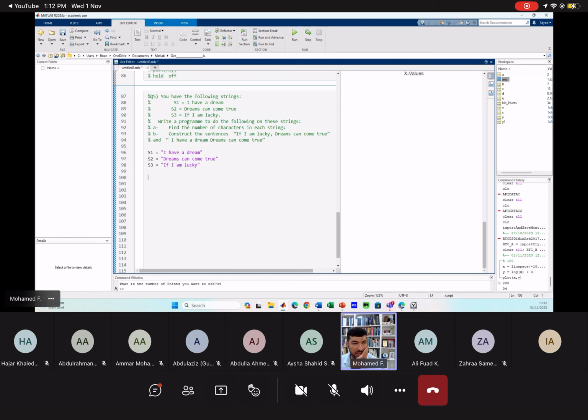So you have the following strings. Write a program to do the following on these strings. Find the number of characters in each string. This is very easy. So let's call the variable L of S1 equal to the length of S1. We'll have len of S1. Okay. The same thing is going to be repeated for the rest.